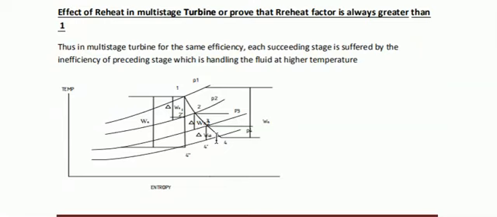So this is about the temperature versus entropy diagram. How many stages have we taken? We have taken three stages. 1 to 2 is one stage, 2 to 3 is another stage, and 3 to 4 is the third stage of the turbine.